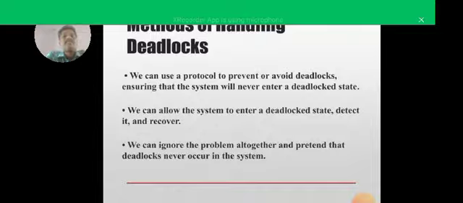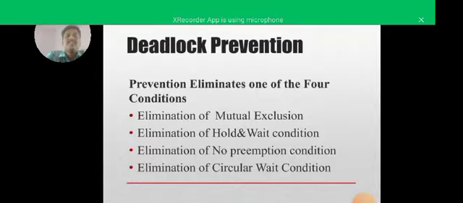Methods of handling deadlock: we can use a protocol to prevent or avoid deadlock, ensuring that the system will never enter a deadlocked state. We can allow the system to enter a deadlocked state, detect it, and recover from it. We can ignore the problem altogether and pretend that deadlocks never occur in the system. Deadlock prevention: by removing these four conditions, we can prevent the deadlock before it happens.